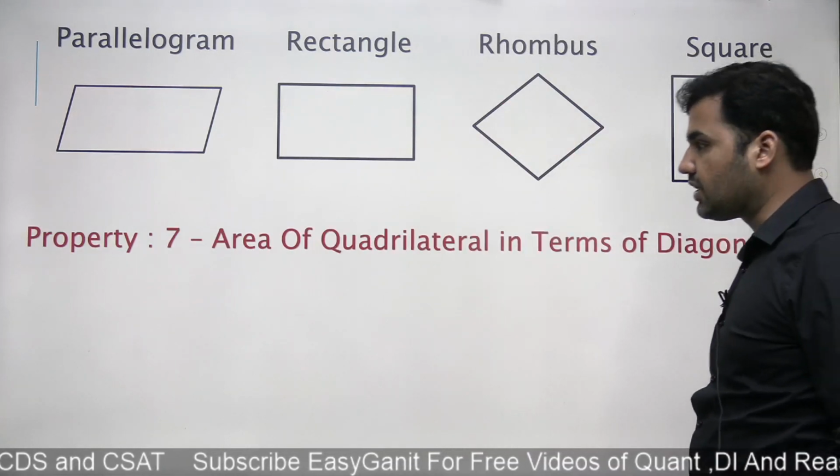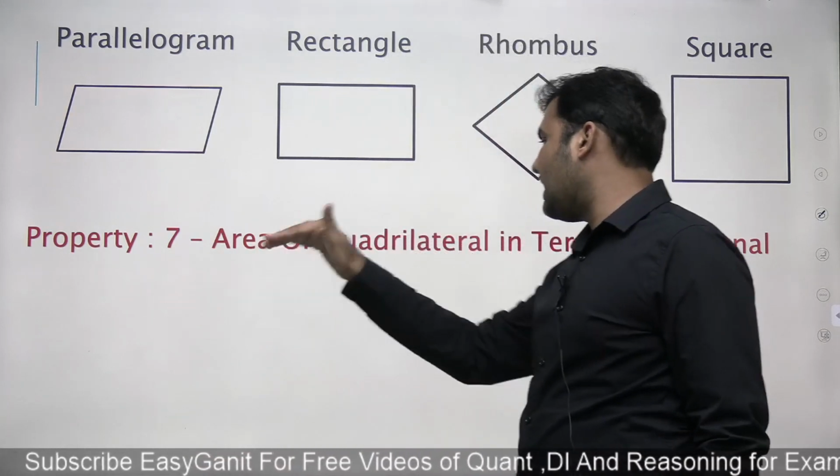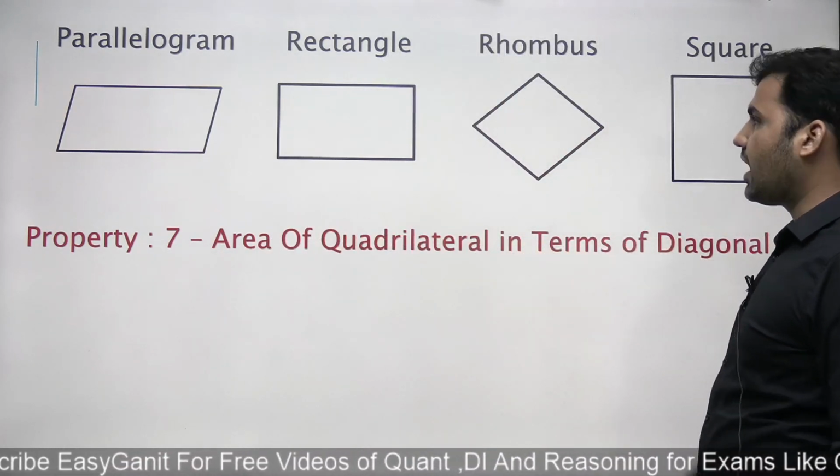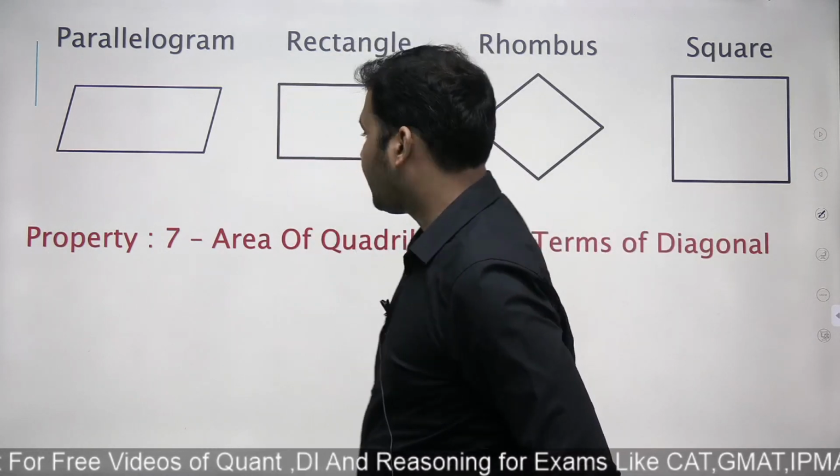I hope you have got the complete revision of it. So if you want to learn the proof of it, watch part 1. Property number 7, area of quadrilateral in terms of diagonal. If I have to find out the area of the quadrilateral in terms of diagonal, what is that?